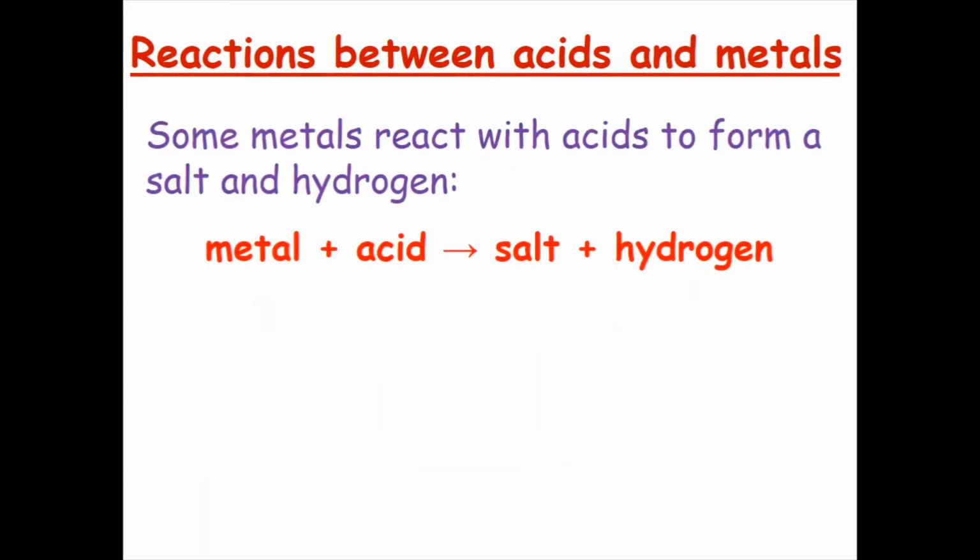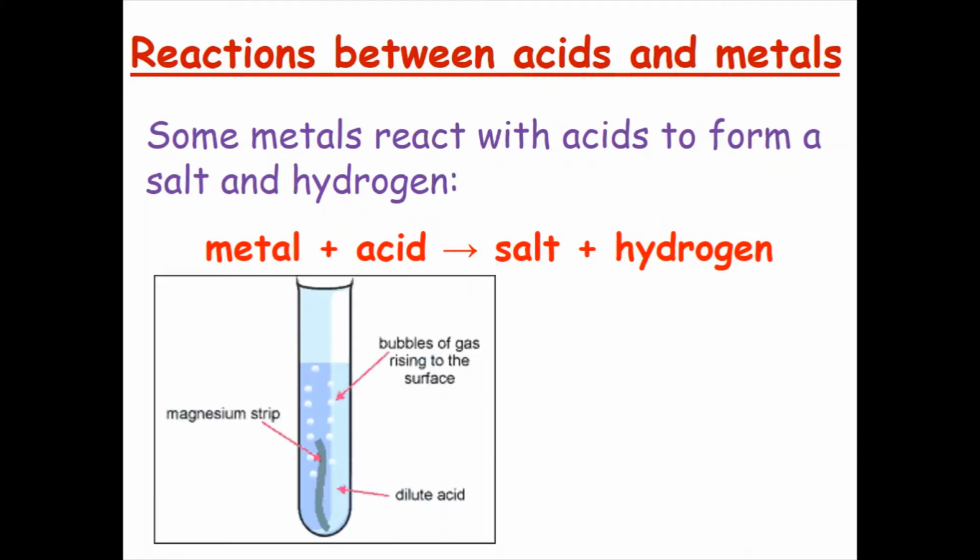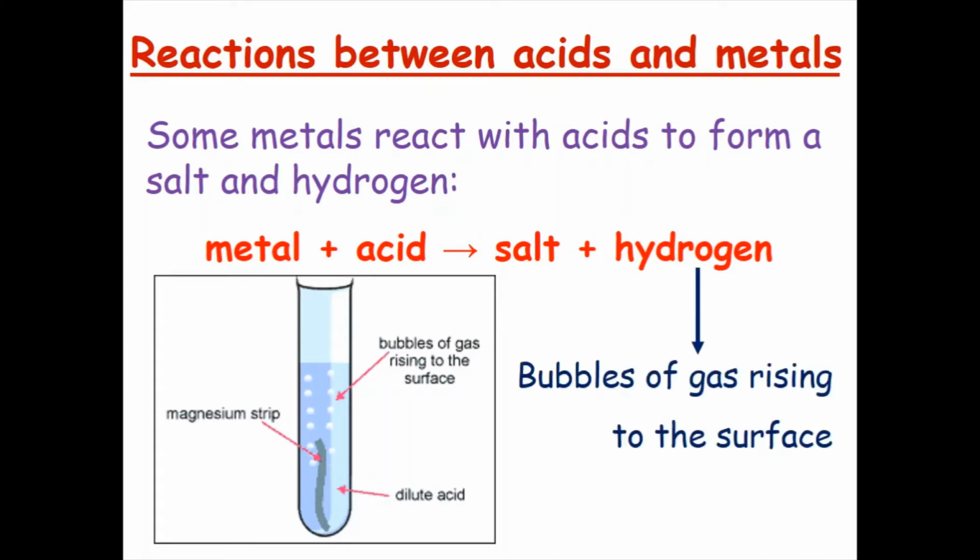Some metals react with acids to form a salt and hydrogen. The general word equation is metal plus acid reacts to salt plus hydrogen. When we do this experiment and we put a metal strip, for example magnesium, into a dilute acid, we will be able to see bubbles of gas rising to the surface. These bubbles come from the hydrogen, and the scientific term for this is effervescence. So we see effervescence when we see bubbles.